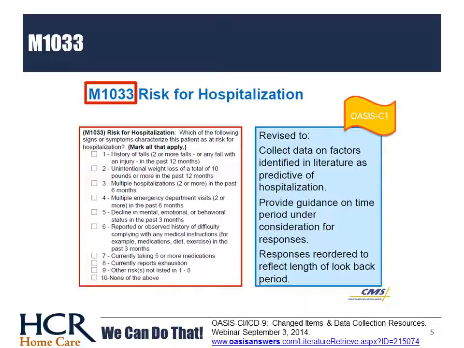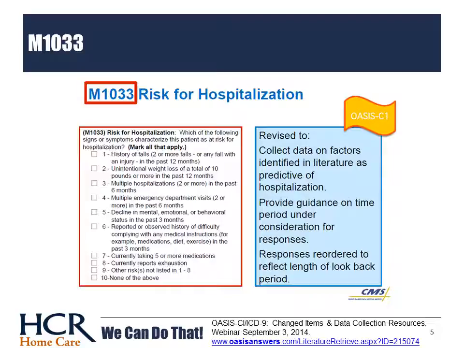Items 4, multiple emergency department visits, and Item 6, reported or observed history of difficulty complying with any medical instructions, have both been added to the options. Option 2, unintentional weight loss, and 8, currently reports exhaustion, were previously combined into one item but have now been split out. The other change to this item has been the ordering.